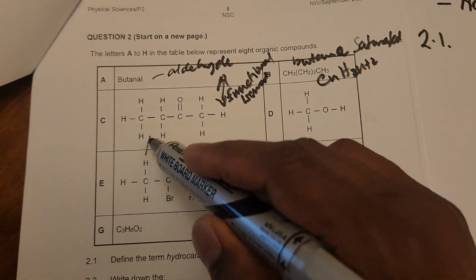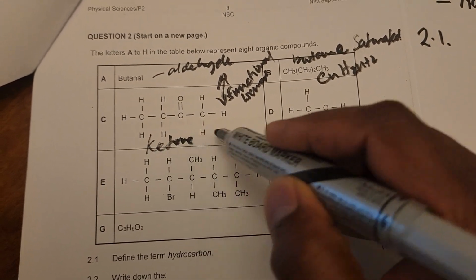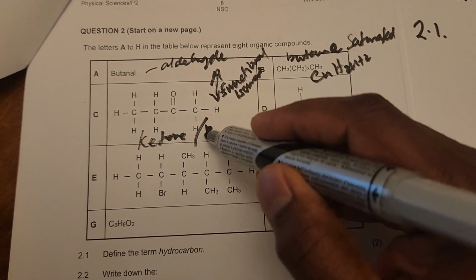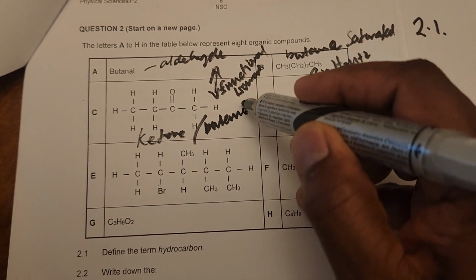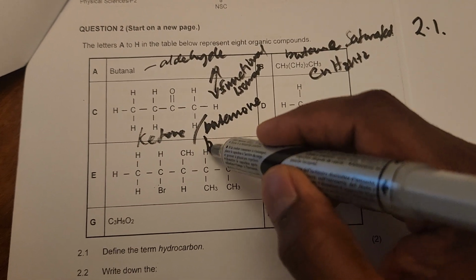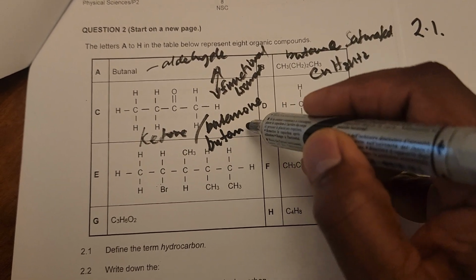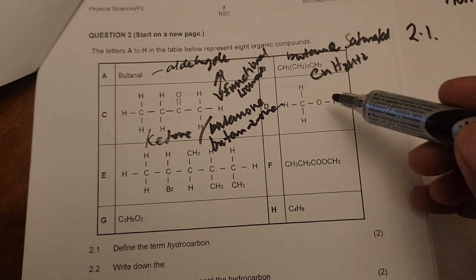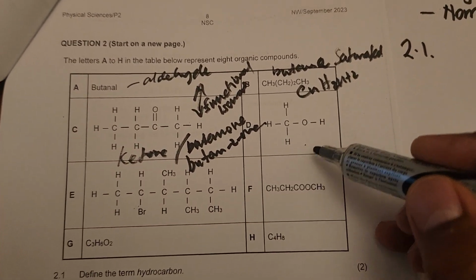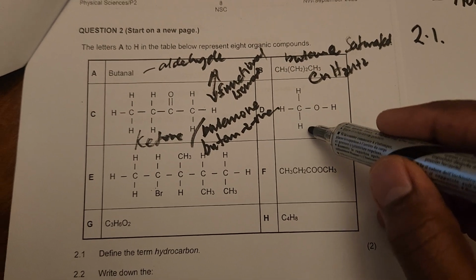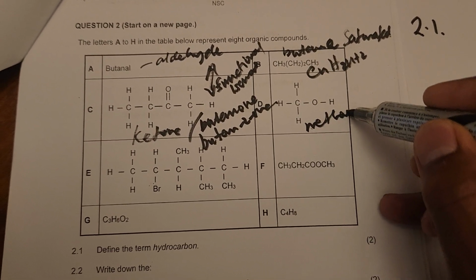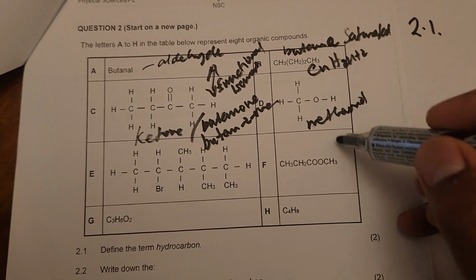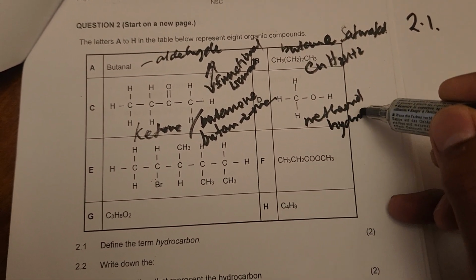Then this one is a ketone. Also you can name it because it's easier. It will be butanone. Or if you like numbers, we'll have butan-2-one. This one is methanol, 1 carbon alcohol. You know methanol, it's fine. It just has hydroxyl as a functional group.